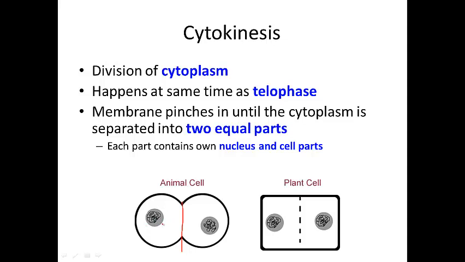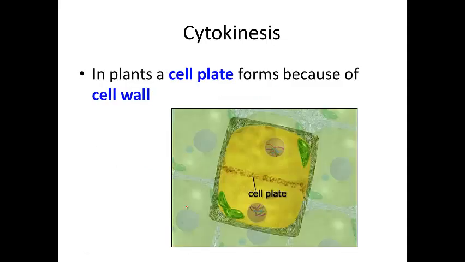So each cell would have its own nucleus, but identical, with 46 chromosomes in our cells, and it would also have all the cell parts that are not shown here. So each one would have mitochondria and vacuoles and Golgi apparatus, etc. So in the end, we call those two cells identical daughter cells. In a plant, plants have cell walls, so it's a little bit more difficult. Instead, a cell plate will form in the middle, which is eventually going to form the cell wall.